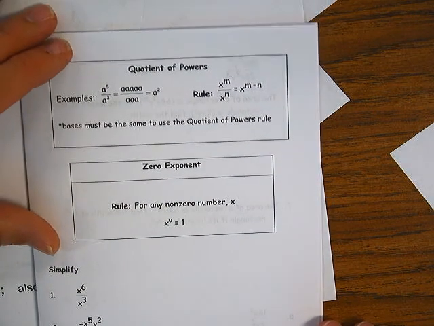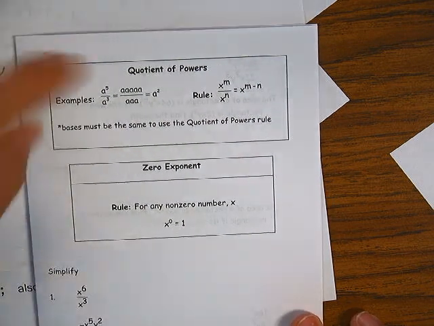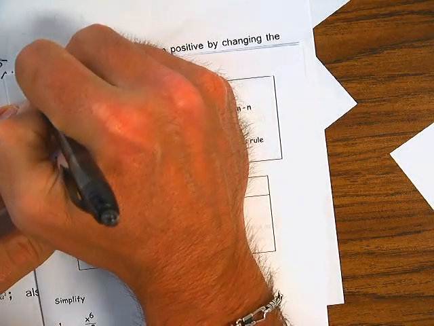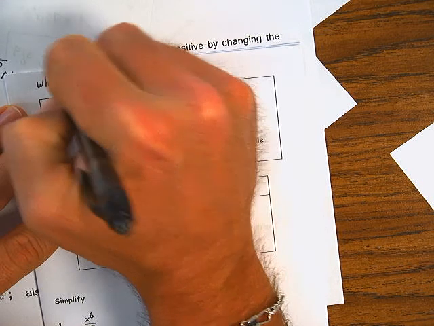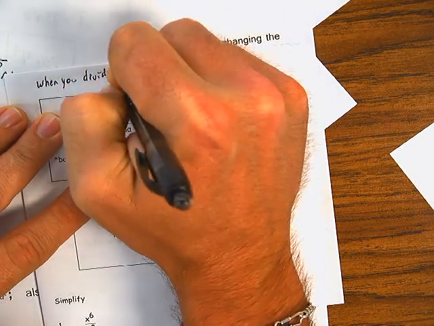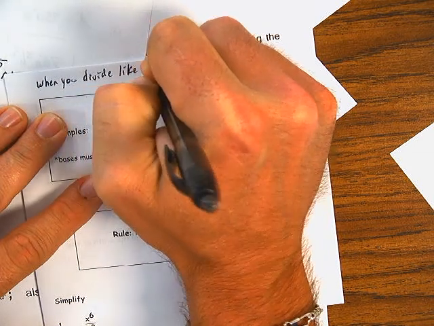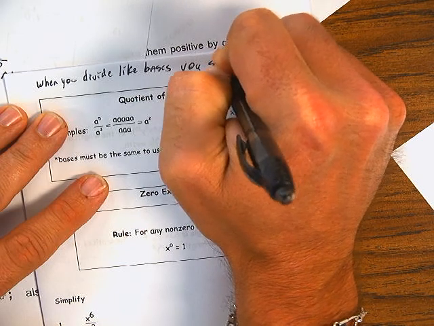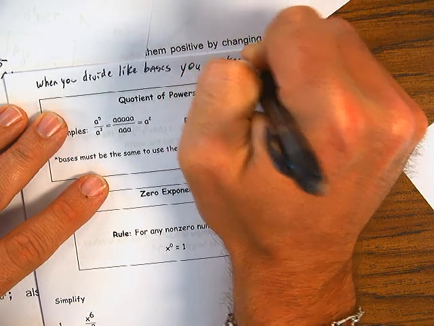Quotient of powers. We talked about this today. When you divide like bases, very good, you subtract the exponents.